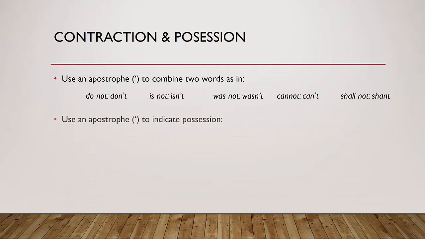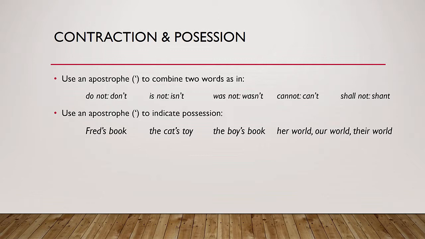Now, the other case in which the apostrophe is used is to indicate possession, as in Fred's book, the cat's toy, the boy's book, and the noted multiple exceptions to this rule like her world, our world, their world. None of these have the apostrophe in them, but they also indicate possession.